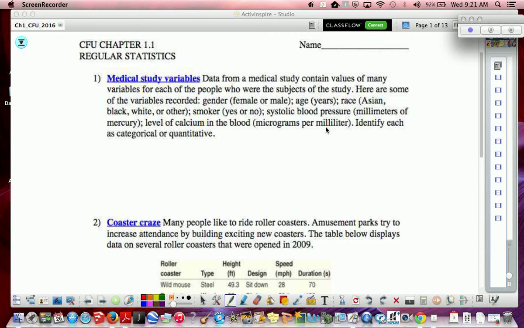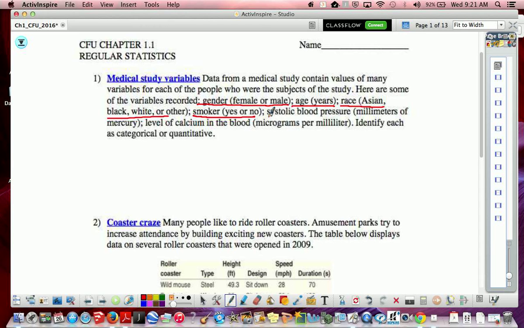So number one says a medical study variables. Data from a medical study contains values of many variables for each of the people who were the subject of the study. Here are some of the variables recorded. So we have gender, age, race, smoker, systolic blood pressure, level of calcium in the blood. So it asks you to identify each as categorical or quantitative.